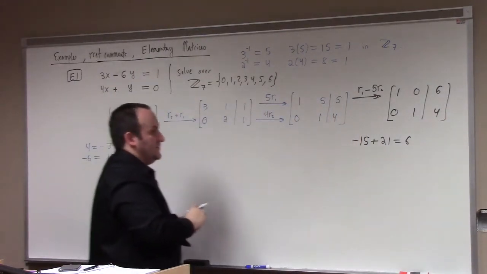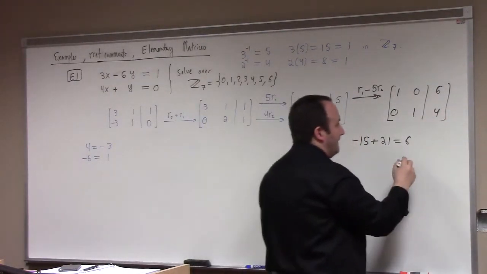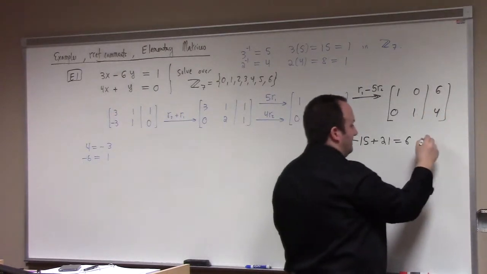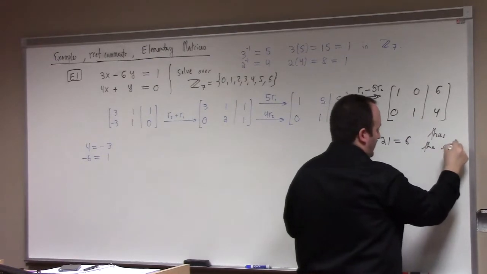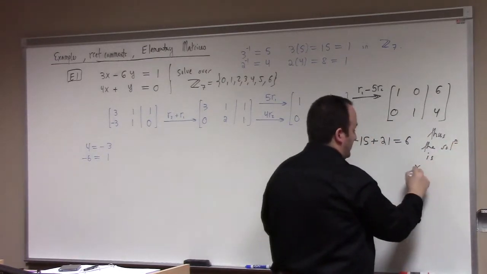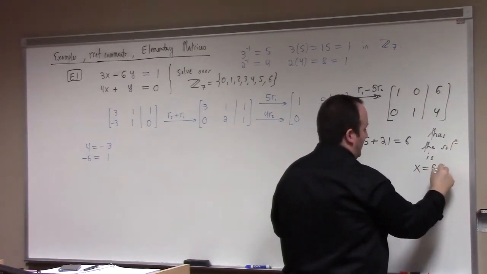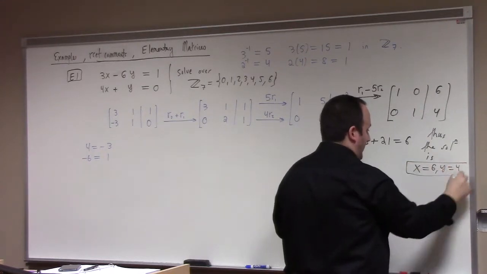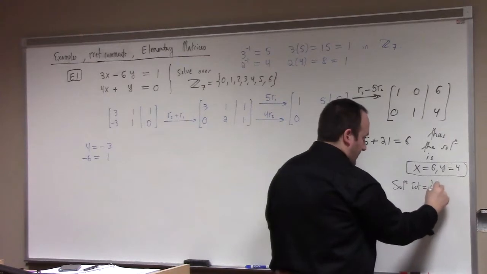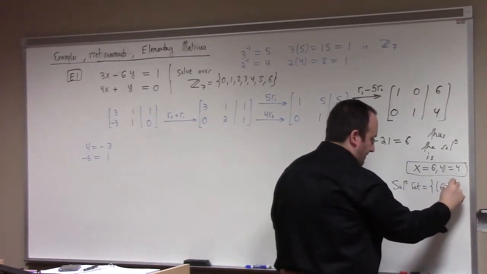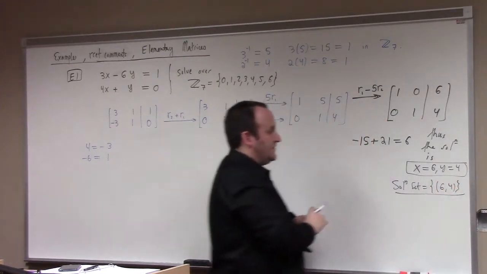Aha! So apparently, the solution is x equals 6 and y equals 4, or the solution set is what? 6 comma 4. There it is, solution set, or the solution.